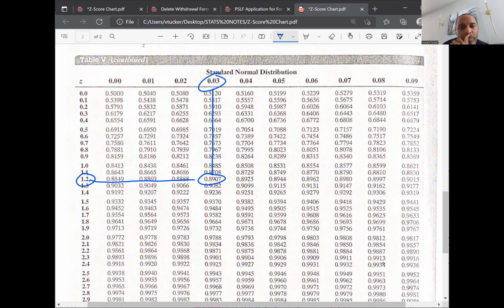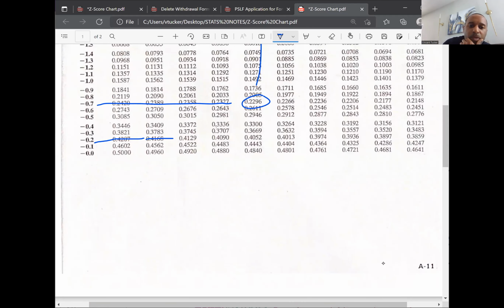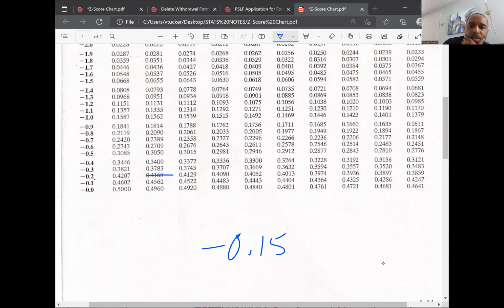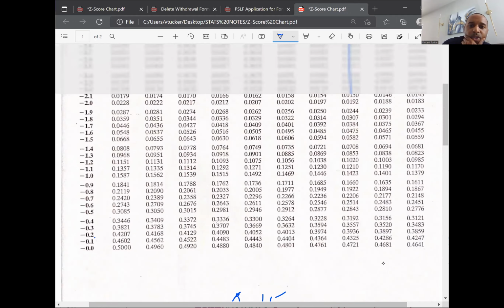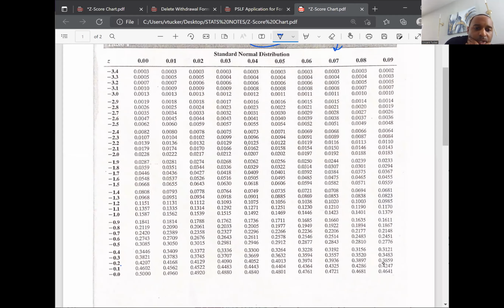All right, questions on what I just did there? So let's say I had something like negative 0.15. I'll go to the negative side, which is this. Negative 0.1 is right here, 5 is right here, and where they match, that's where I'll pull my value from the chart.